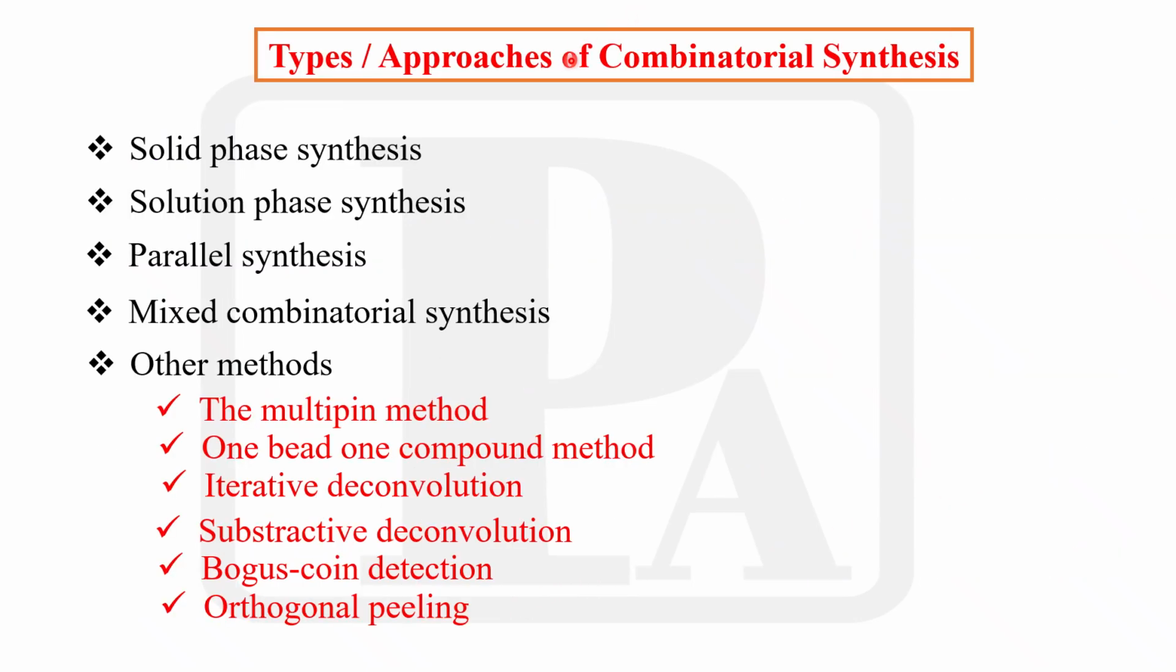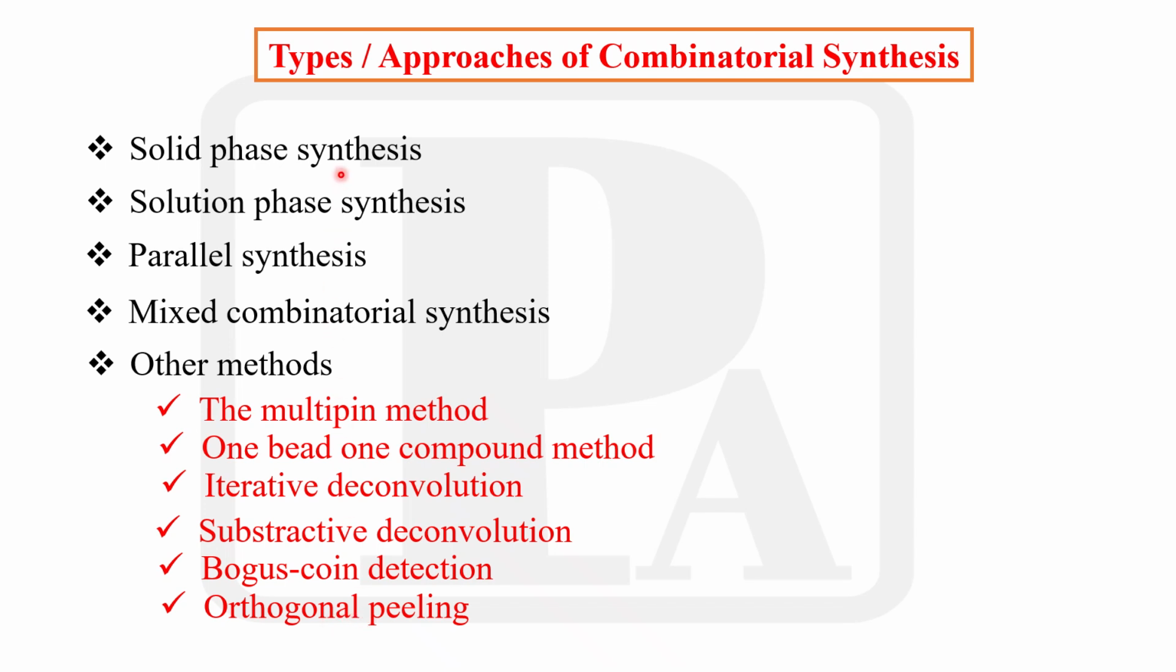So now we'll see the types or approaches of combinatorial synthesis. The first one is solid phase synthesis. Next is solution phase synthesis, parallel synthesis, mixed combinatorial synthesis, and other methods. What are the other methods? Multi-bin method, one bead one compound method, iterative deconvolution, subtractive deconvolution, bogus coin detection, and orthogonal peeling.